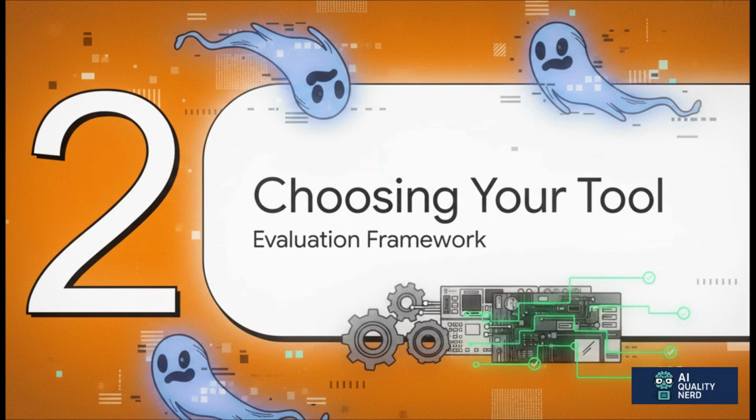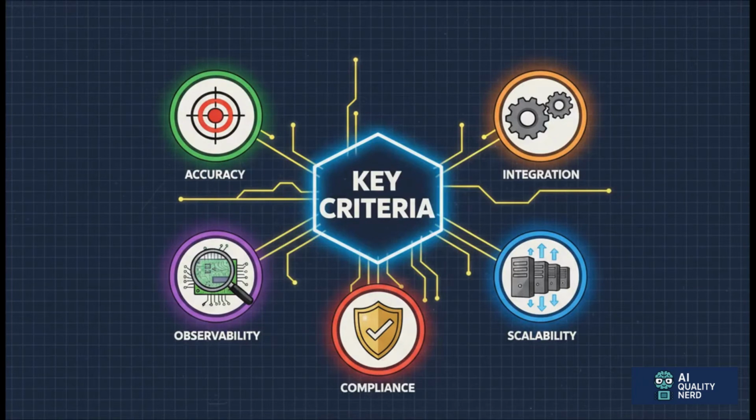Well, it all starts with picking the right weapon for the fight. Not every detection tool is made the same, so you need a really clear framework to figure out which one is right for you. So before you even start looking at fancy product demos, you've got to ask yourself these 5 key questions. How accurate is it? How easily can I plug it into my existing systems? Can I actually see why things are going wrong? Can it handle our production load? And of course, does it help us stay compliant?